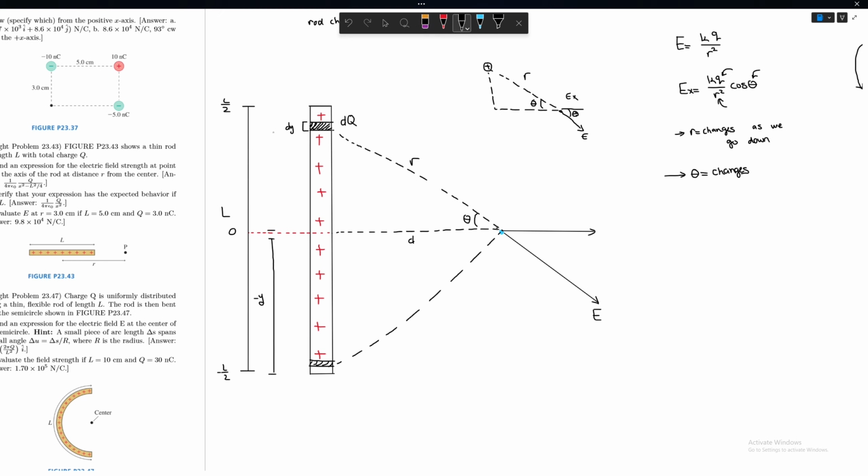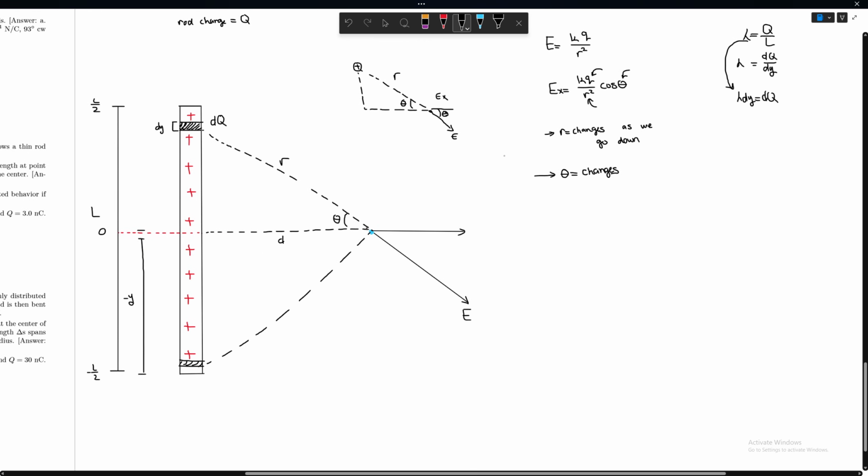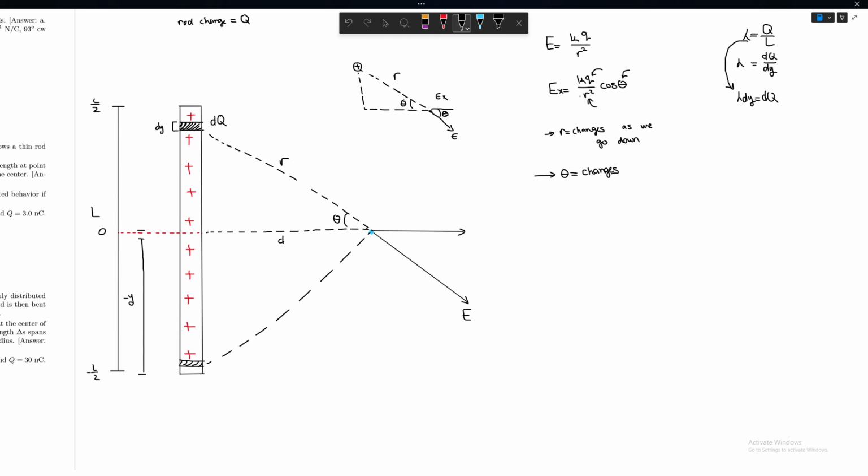How does that work? Well, since everything changes, I can't really integrate and add all these little charges because I have too many unknowns, and all these unknowns are in different variables.